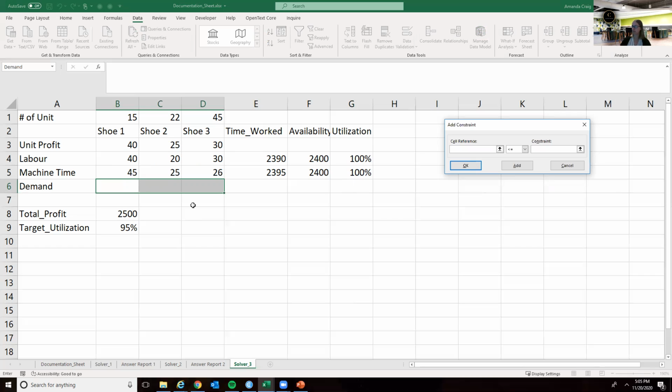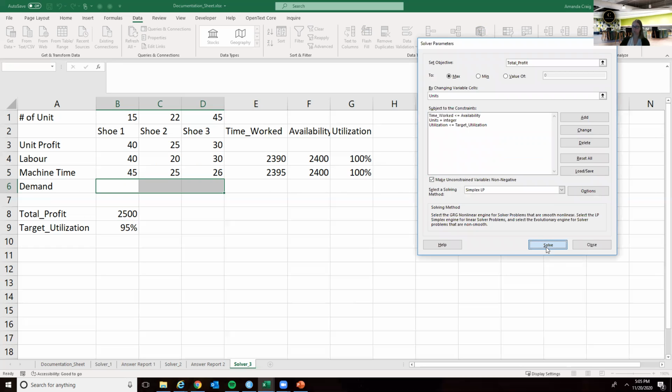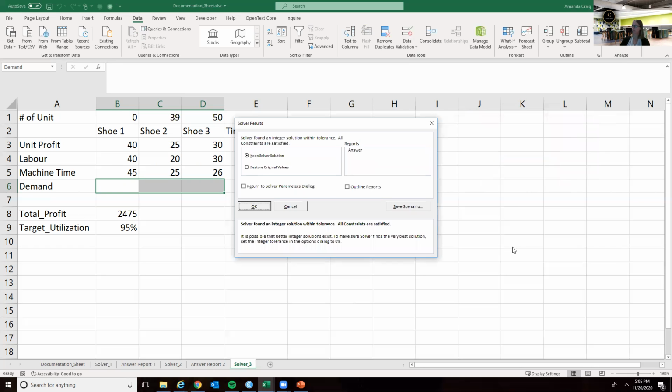And then I'm going to add a constraint related to utilization. So in this case, I want to make sure that the cell references are going to be my utilization, is less than or equal to my target utilization. And I press OK. And then I'm going to solve this one. Once again, I want to keep my answer report.